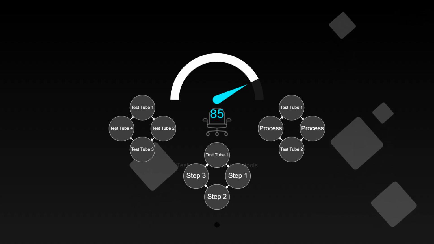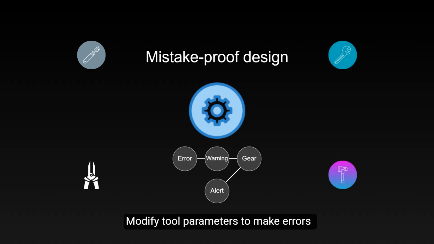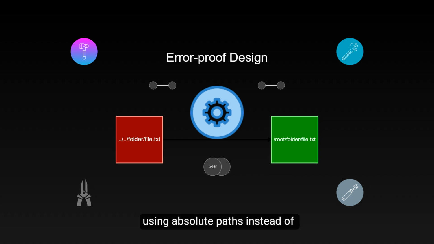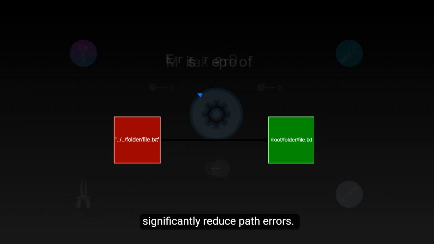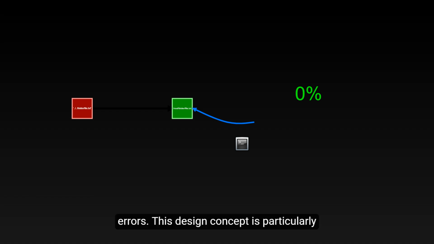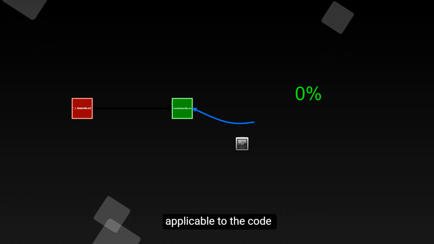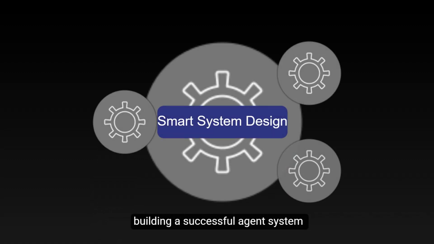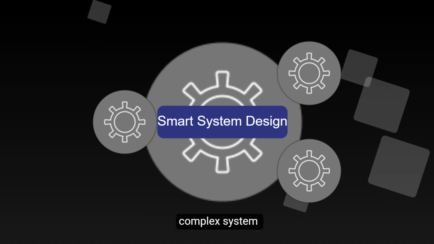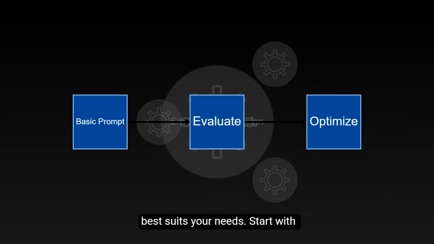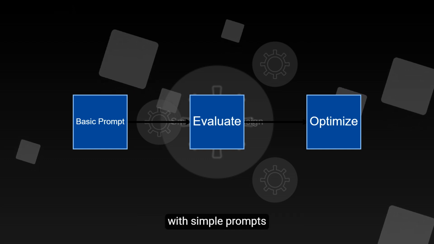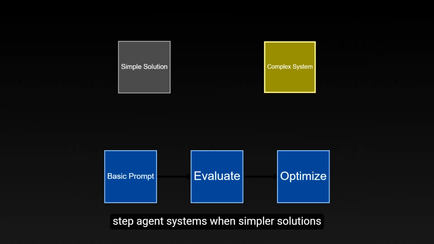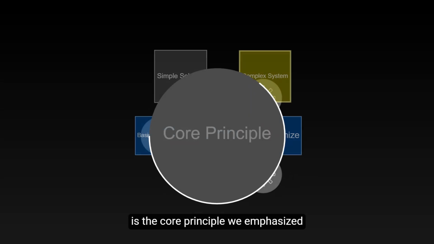4. Mistake-proof design. Modify tool parameters to make errors less likely. For example, using absolute paths instead of relative paths in file operations can significantly reduce path errors. This design concept is particularly applicable to the code development scenarios discussed earlier. In conclusion, building a successful agent system is not about creating the most complex system, but about building the system that best suits your needs. Start with simple prompts, optimize them through comprehensive evaluation, and only add multi-step agent systems when simpler solutions are insufficient. This is the core principle we emphasized at the beginning of this article.